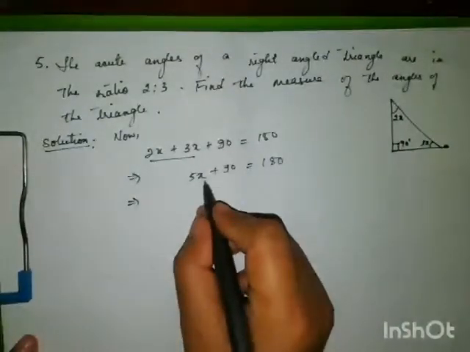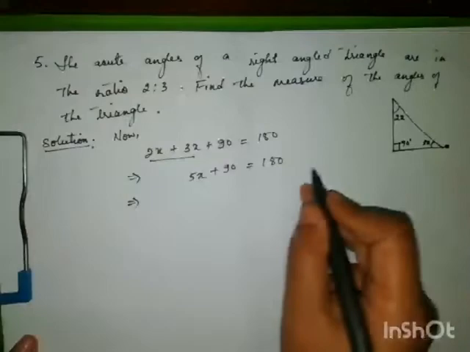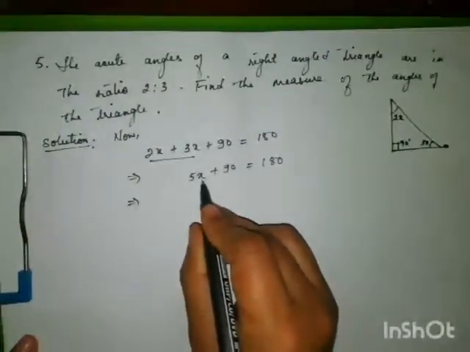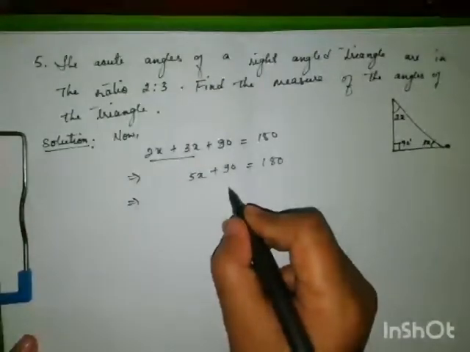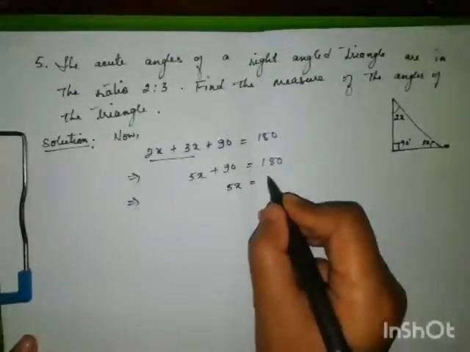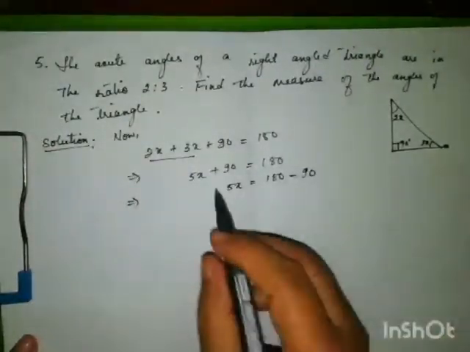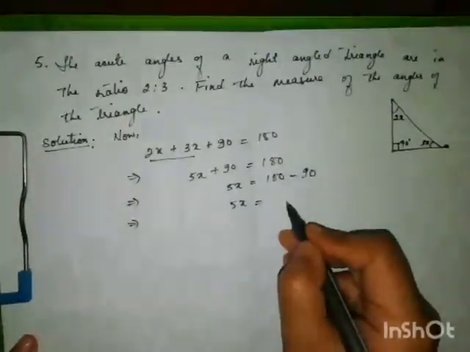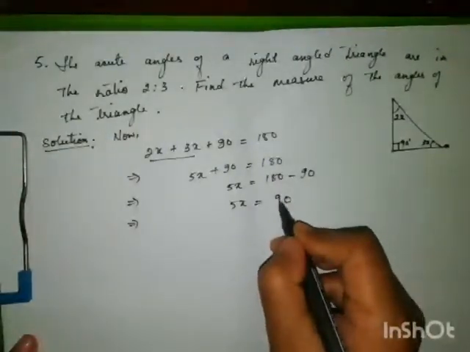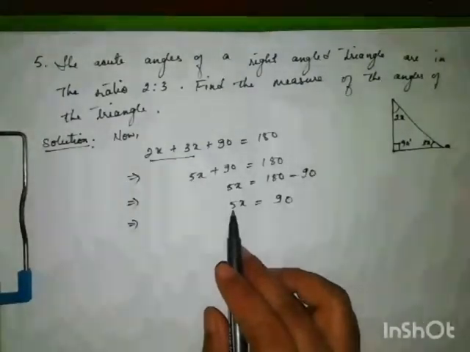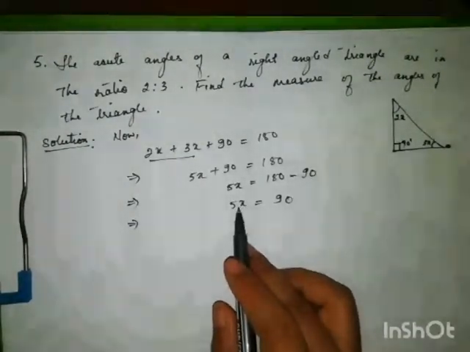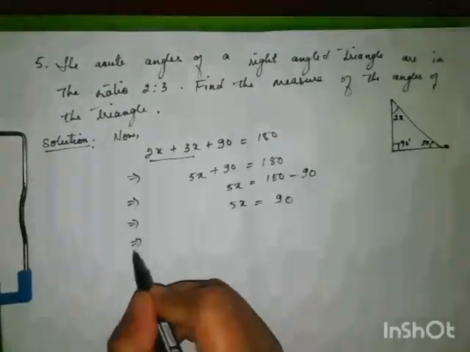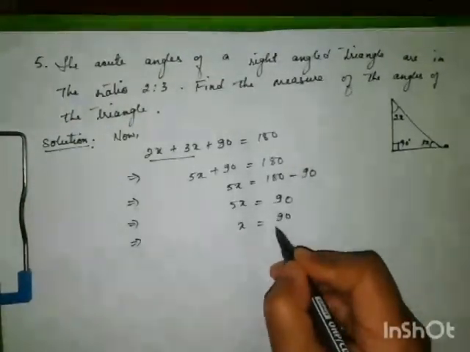The 90 on the left hand side goes to the right hand side. This plus sign will change to minus, which implies 5x equal to 180 minus 90, which is 90. There is a multiplication sign between 5 and x, this multiplication sign will change to divide, which implies x equal to 90 divided by 5.